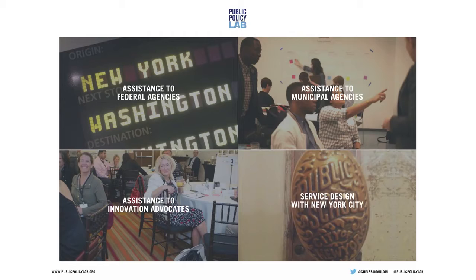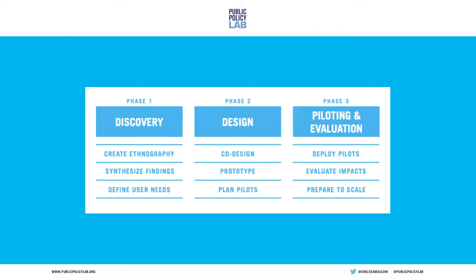What that actually means in terms of how I spend my day is that we provide assistance to federal agencies who are looking to integrate design into large-scale federal programs. We provide assistance to municipal agencies in various places across the country who are also similarly looking to use human-centered and other design and research methods. We work some with various kinds of innovation advocates, like philanthropies, but most importantly, and what I think of as the kind of core of our work, is doing service design with New York City agencies. So what do our design projects look like? They look something like this.